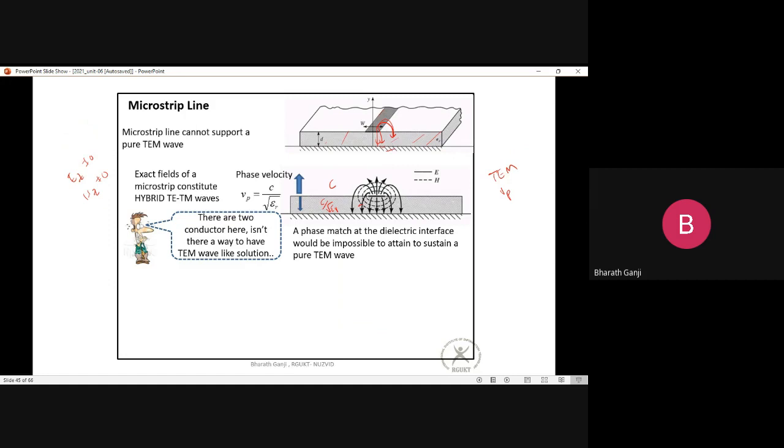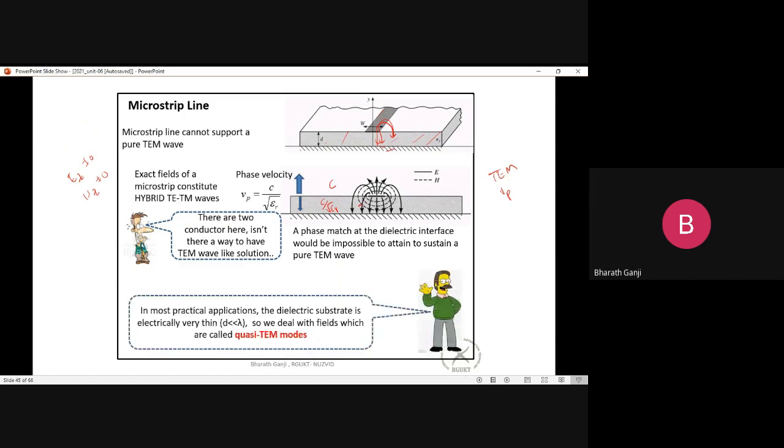Because dealing with hybrid modes is very much difficult compared to dealing with a TEM mode. Yeah, there is a scenario, so you don't have to worry. Usually, if the dimension of this dielectric substrate is made very much less than lambda, a quasi TEM mode will propagate on the microstrip line. So this is very important. On a microstrip line, we call this mode a quasi TEM mode.